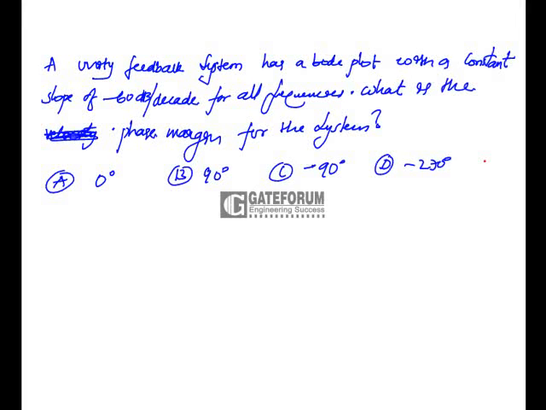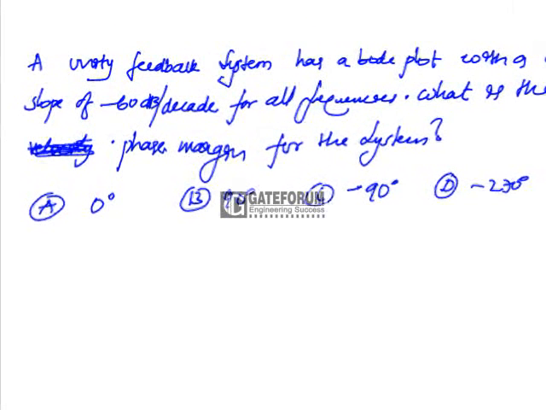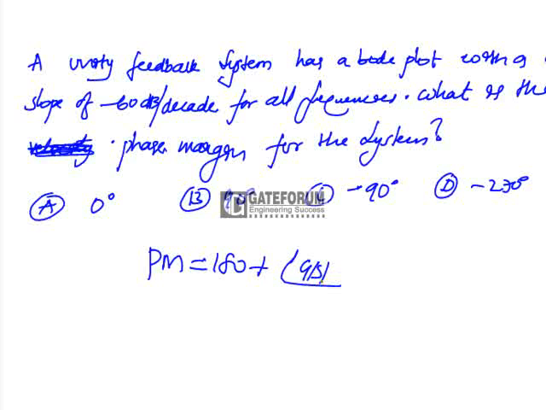A feedback system has a Bode plot with a constant slope of minus 60 dB per decade for all frequencies. What is the phase margin for the system? Phase margin is given as 180 plus the angle of the system, G of S and H of S. It has a constant slope of minus 60 dB per decade.